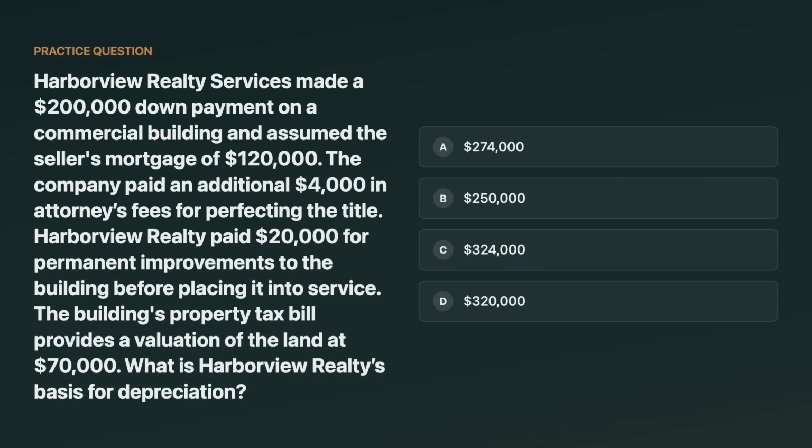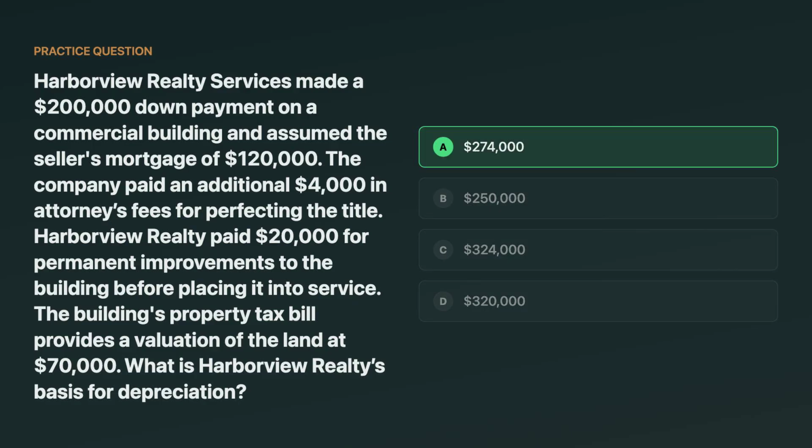Harborview Realty makes a $200,000 down payment on a commercial building and assumes the seller's $120,000 mortgage. They also pay $4,000 in attorney's fees for perfecting title and $20,000 for permanent improvements before placing it into service. The property tax bill values the land at $70,000. What is Harborview's basis for depreciation? Think about it.